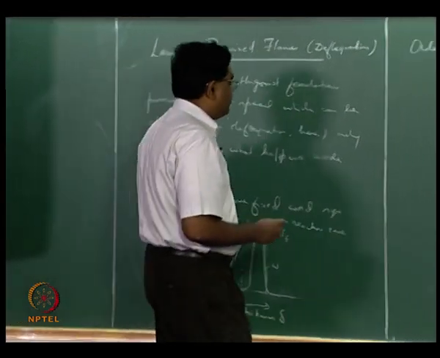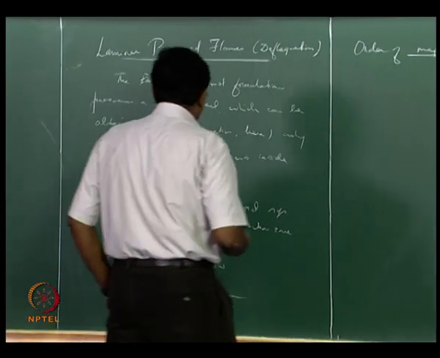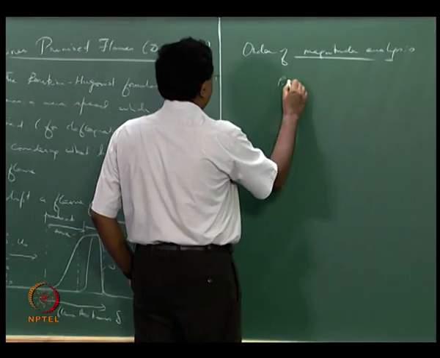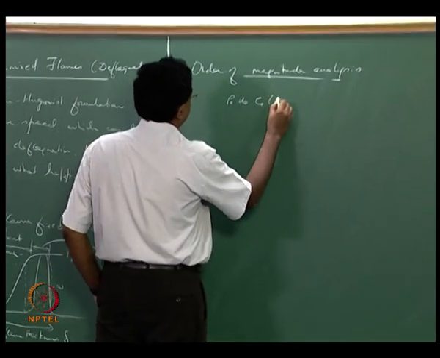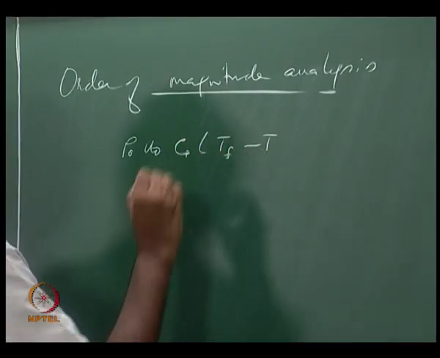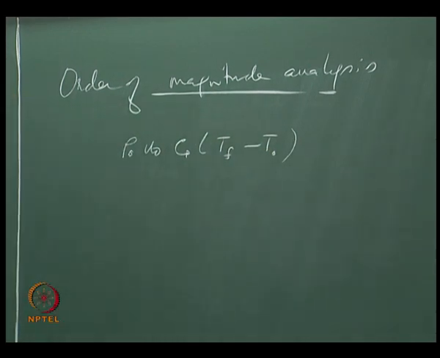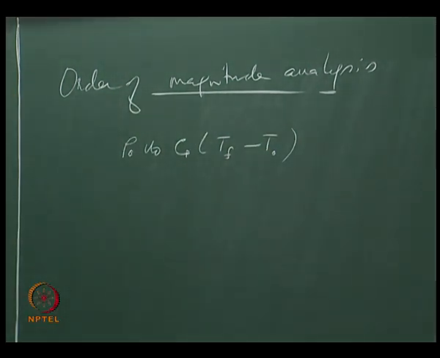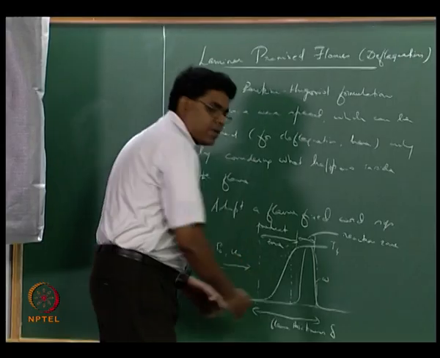For example, if you look at rho naught U naught, that's your m dot, times Cp times Tf minus T naught. That's the rate of change of enthalpy, right? That came primarily from the heat that was given by the chemical reactions.